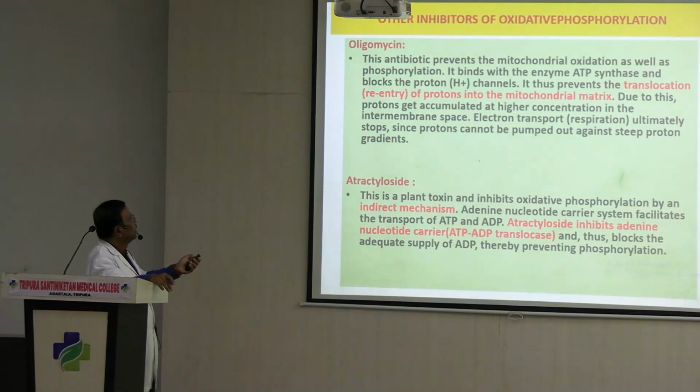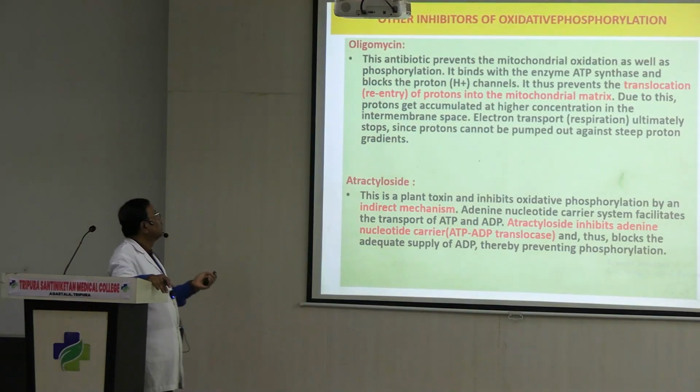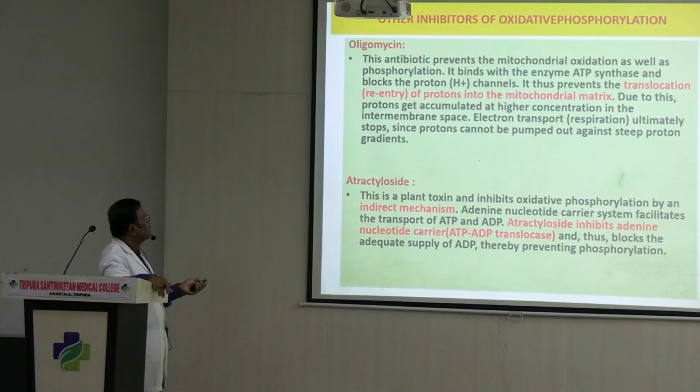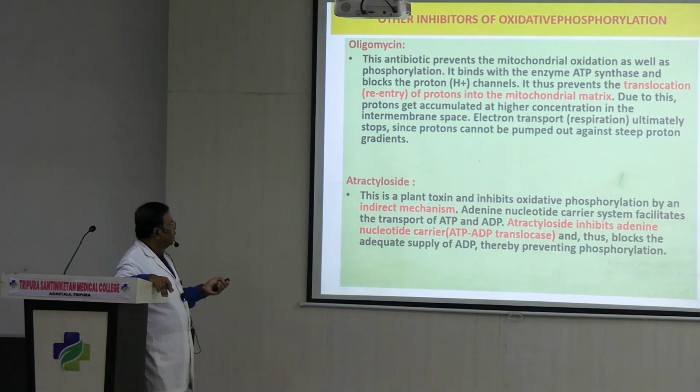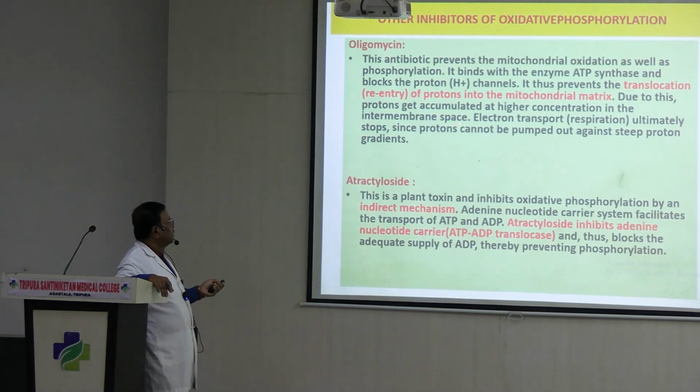Oligomycin, an inhibitor of oxidative phosphorylation. Oligomycin inhibits complex 5. It is an antibiotic that prevents mitochondrial oxidation as well as phosphorylation. It binds to the enzyme ATP synthase and blocks the proton channel. It thus prevents re-entry of protons into the mitochondrial matrix. Due to this, protons accumulate at high concentration in the intermembrane space.